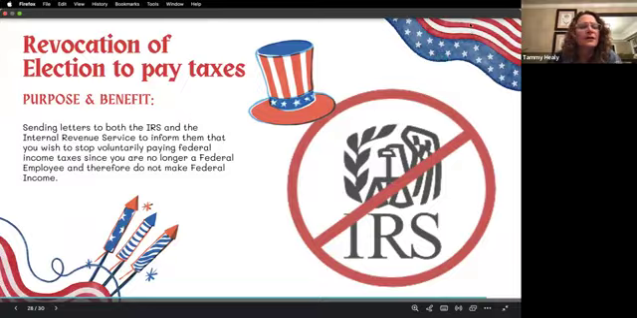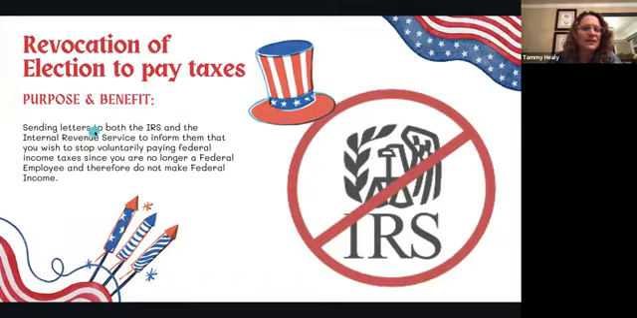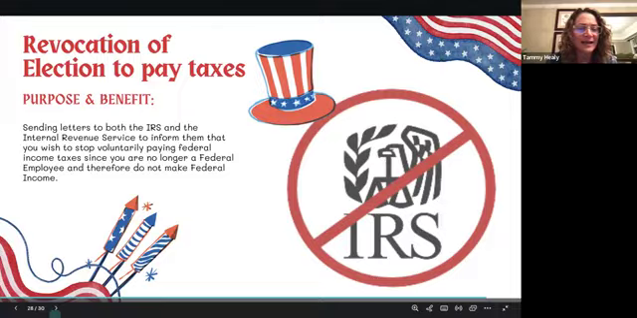Okay. All right, your revocation of election to pay taxes. Now the purpose and benefit of this is you are sending letters to both the IRS and the Internal Revenue Service. How many people know that the IRS and the Internal Revenue Service are two different corporations? We were led to believe that the IRS was just an acronym for Internal Revenue Service, but the IRS is a corporation, a municipal corporation.